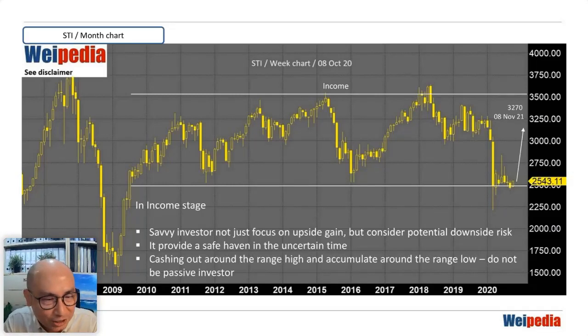And the strategy is very simple. Number one, you identify at what stage the market is. Today's topic is about the Singapore stock market, and we identify that the Singapore market is in the income or range stage. In the income or range stage, around the top of the range, we try to take profit. Around the bottom of the range, over the last 12 years, we studied through 4 cycles, we start to accumulate good shares, not just any shares, but good productive shares that pay dividends.